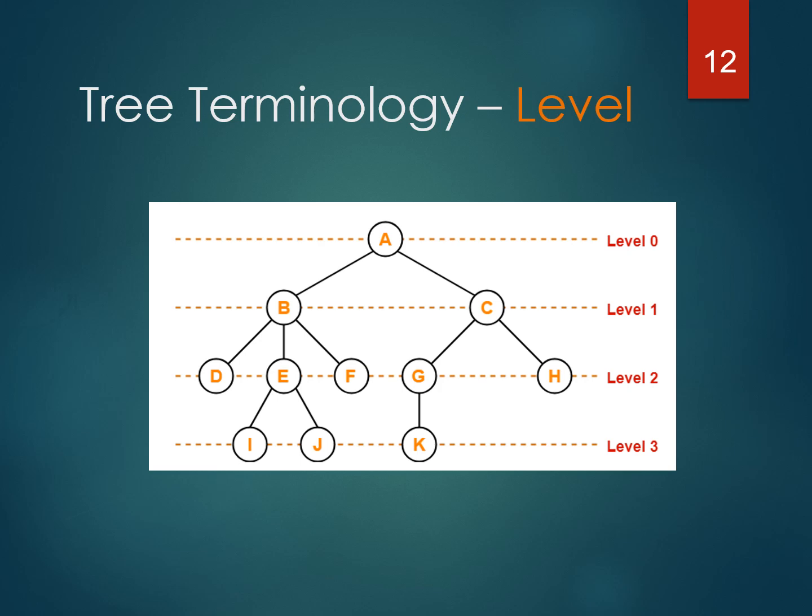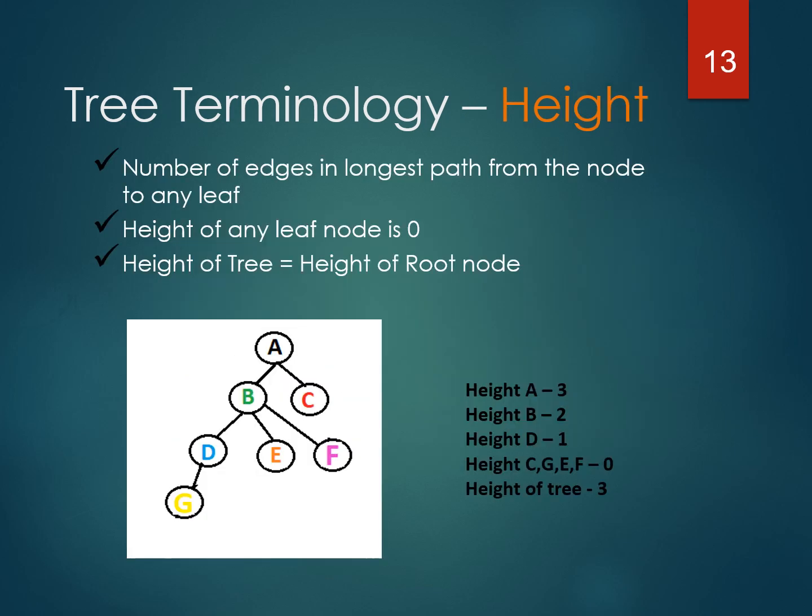Next is level. Each step of a tree is a level number, starting with the root as 0. So A is the root, so A is at level 0. Its immediate children are at level 1. Their immediate children are at level 2. And their immediate children are at level 3. So starting from the root, which is at level 0, then at each next step we have the next level. This is the term called level in a tree.